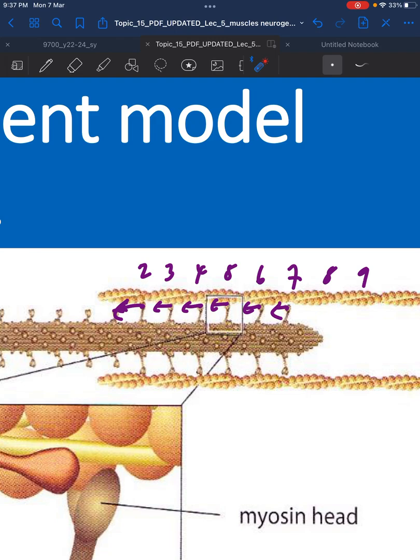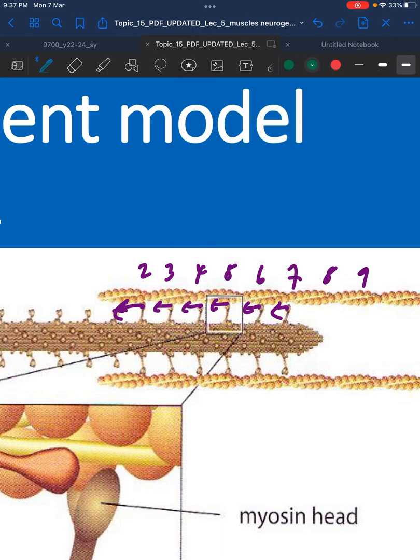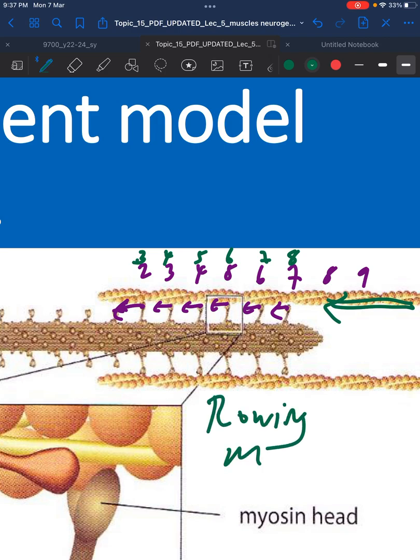So it's very difficult to actually show you here, but I hope you can understand what I mean. So next, this one will become 3, 4, 5, 6, 7, and 8. Yeah, basically this actin filament will move closer and closer. Okay, one at a time. So the video will show you what I mean by this muscle contraction. Okay, the rowing motion.